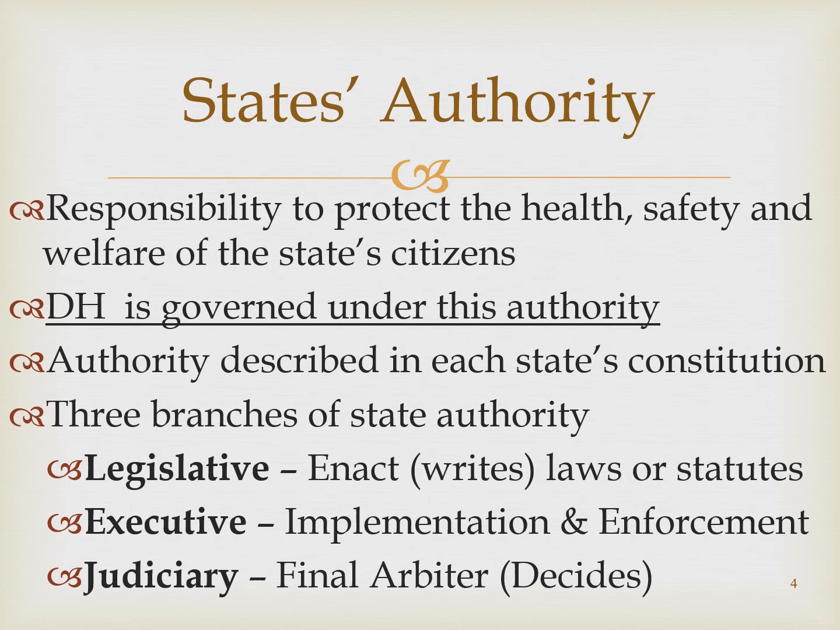The legislative is who enacts or writes the laws or coded laws, which are statutes. You have the executive branch that implements. They actually put the law that the legislature wrote into action, and then they enforce it. Judiciary is the final arbiter, and an arbiter is someone who decides something. So a law may be questioned, and then the judiciary branch goes in and decides who's right and who's wrong in a case.